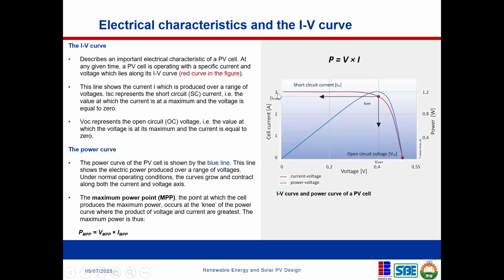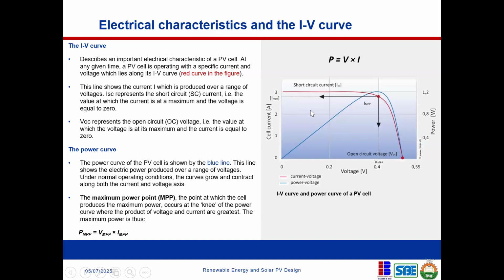Now, let us look at this diagram. The vertical axis is the current. The horizontal axis is the voltage. When the current is maximum, the voltage is what? 0. So at this point, your power is 0.